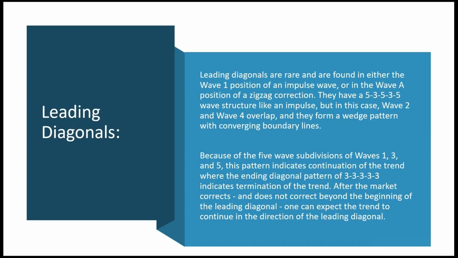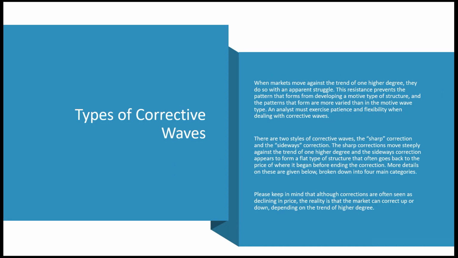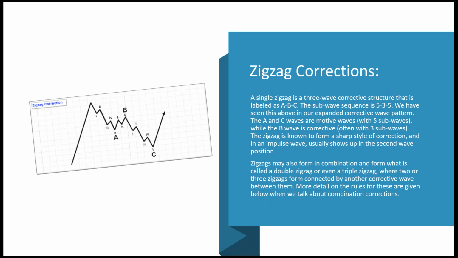Leading diagonals are rare and found in either the wave 1 position of an impulse wave or the wave A position of a zigzag correction. And then we have corrective waves. When markets move against a trend of one bigger, higher degree, they do so in apparent struggle. This resistance prevents the pattern that forms from developing. So there are two types of corrective waves, a sharp correction and a sideways correction.